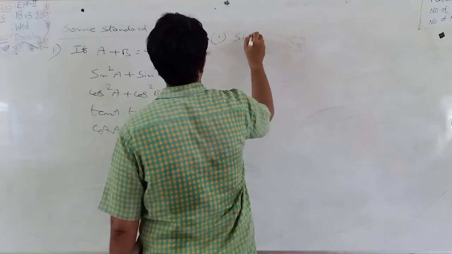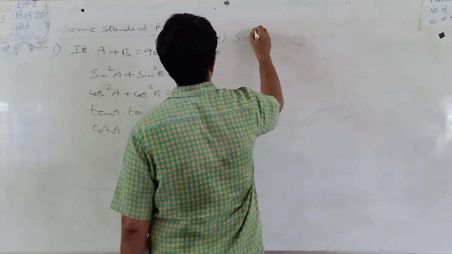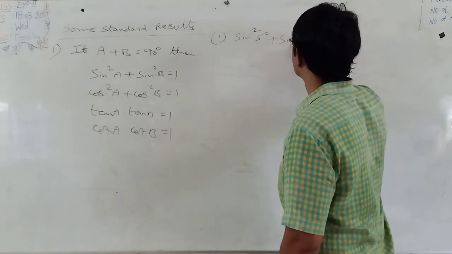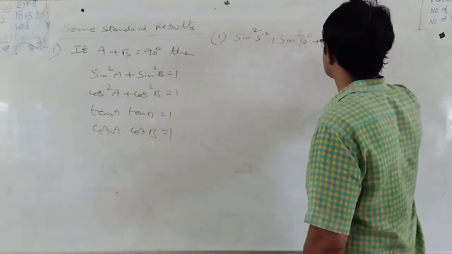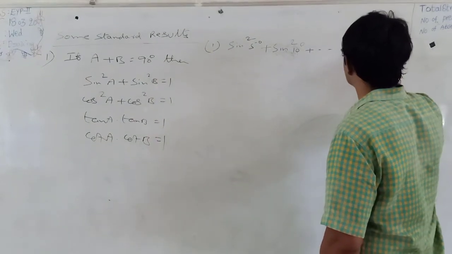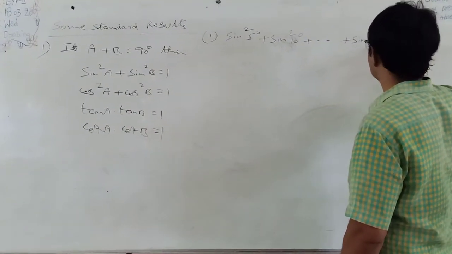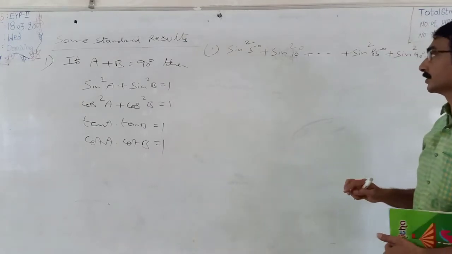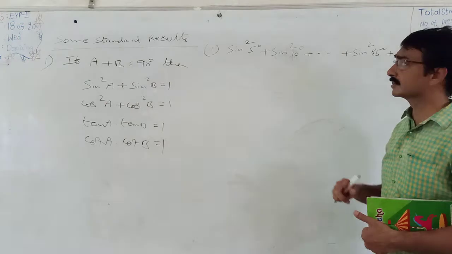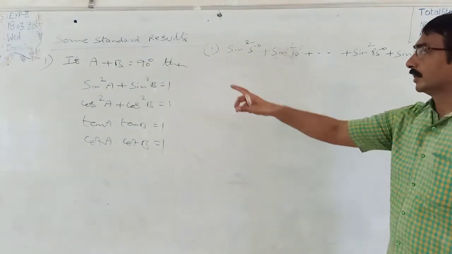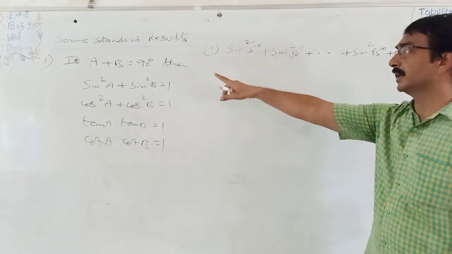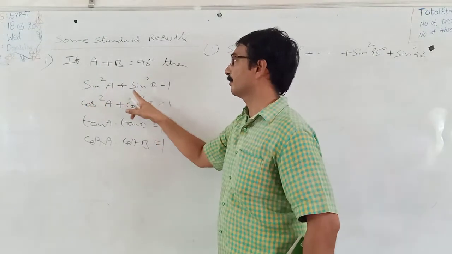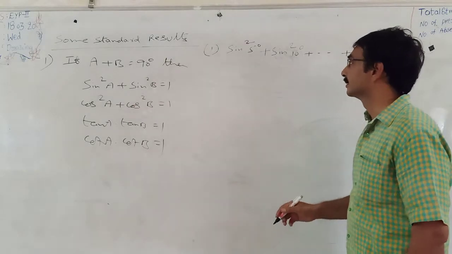The value of sin square 5 degrees plus sin square 10 degrees plus and so on, sin square 85 degrees plus sin square 90 degrees equal to. So we can extend this one. So result: a plus b equal to 90 degrees, sum of two angles is 90 degrees, sin square of the first angle plus sin square of second angle is 1.